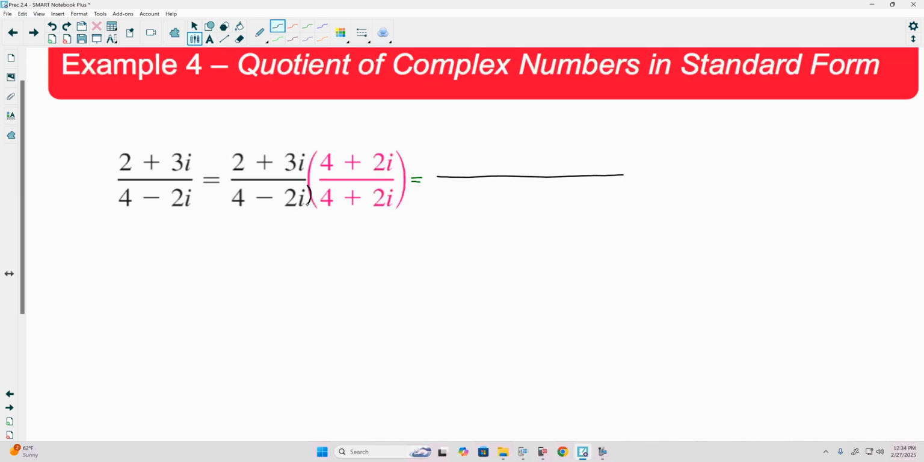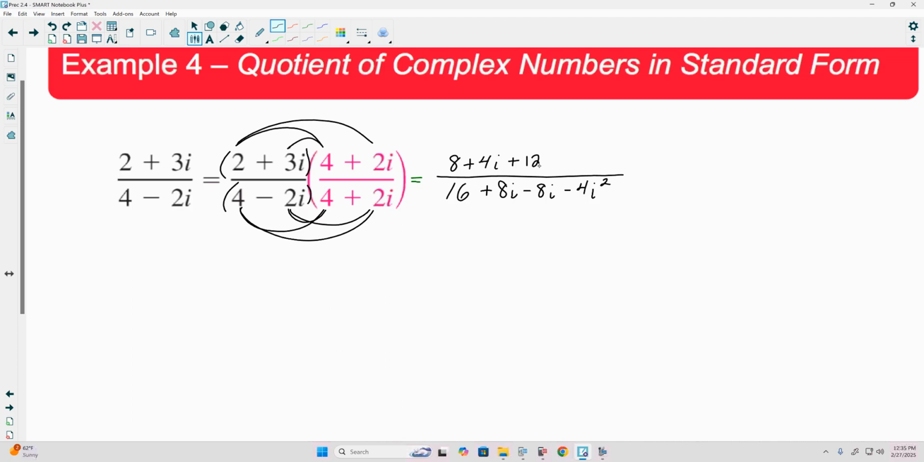And as we multiply this out, on bottom, we're going to have 4 times 4, which is 16. 4 times 2i is going to be plus 8i. Negative 2i times 4 is going to be negative 8i. And negative 2i times 2i is going to be negative 4i squared. On top, we're going to have to do a similar distributing. 2 times 4 is going to give us 8. 2 times 2i is going to give us plus 4i. 3i times 4 is going to be plus 12i. And lastly, 3i times 2i is going to be plus 6i squared.